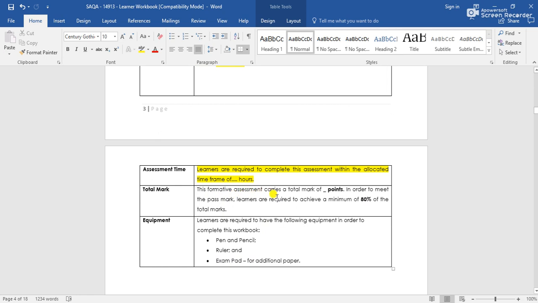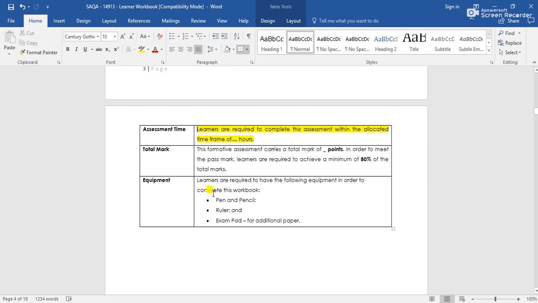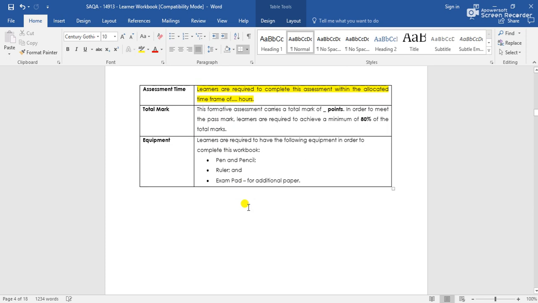The total mark: this formative assessment carries a total mark of 52 points. In order to meet the pass mark, learners are required to achieve a minimum of 80% of the total mark. So the minimum pass, you need to get 42 out of 52. The equipment: learners are required to have the following equipment to complete this workbook: pen and pencil, ruler, and exam pad for additional paper.